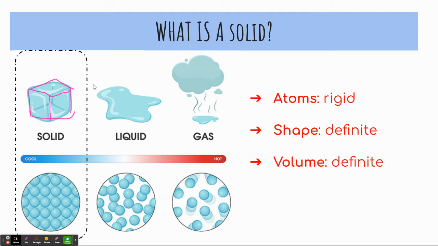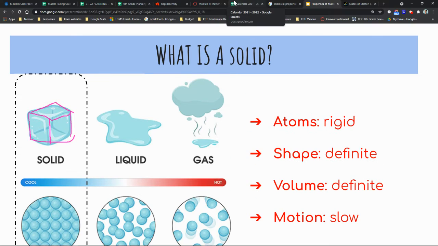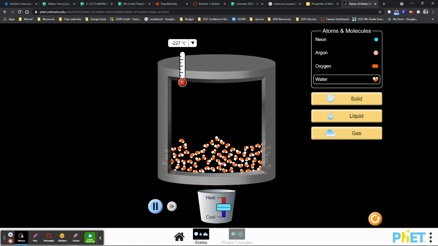So it has a definite shape. It has a definite volume, so that volume isn't changing. And then those molecules are moving slow. If you remember from that simulation, they're moving just ever so slightly. They're not as fast as when it was liquid or gas.